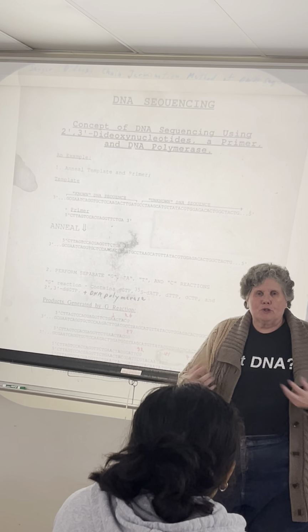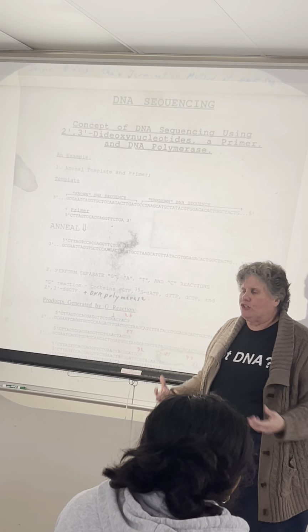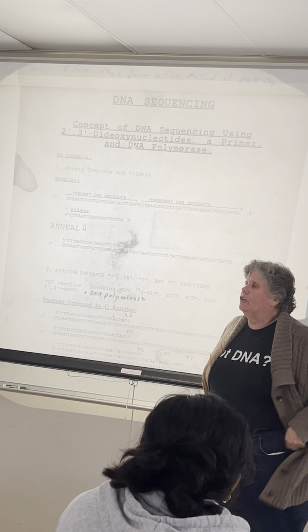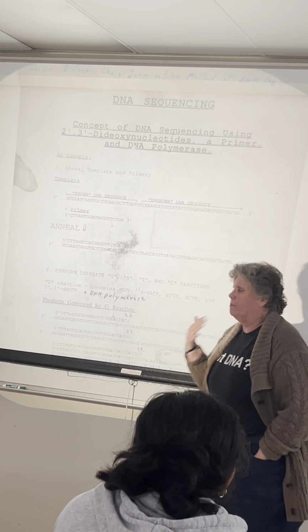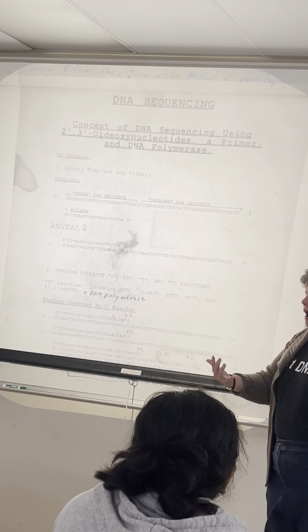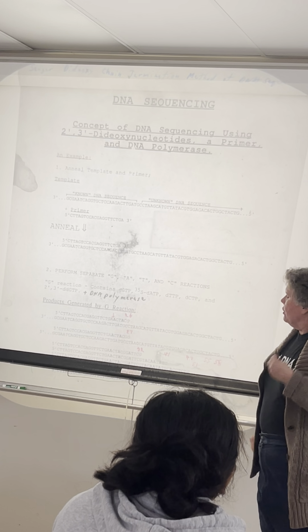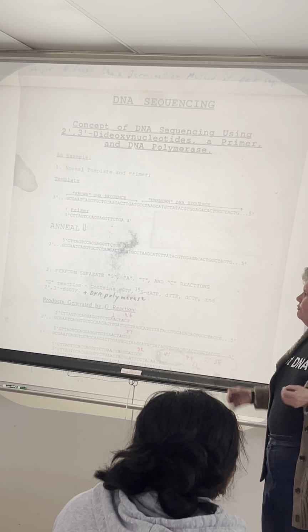And then what you do is you separate them into 4 different reactions. So this is the traditional Sanger sequencing, and I'm going to explain in a minute how it differs now, and you're going to see both ways. So you put it into 4 different reactions.